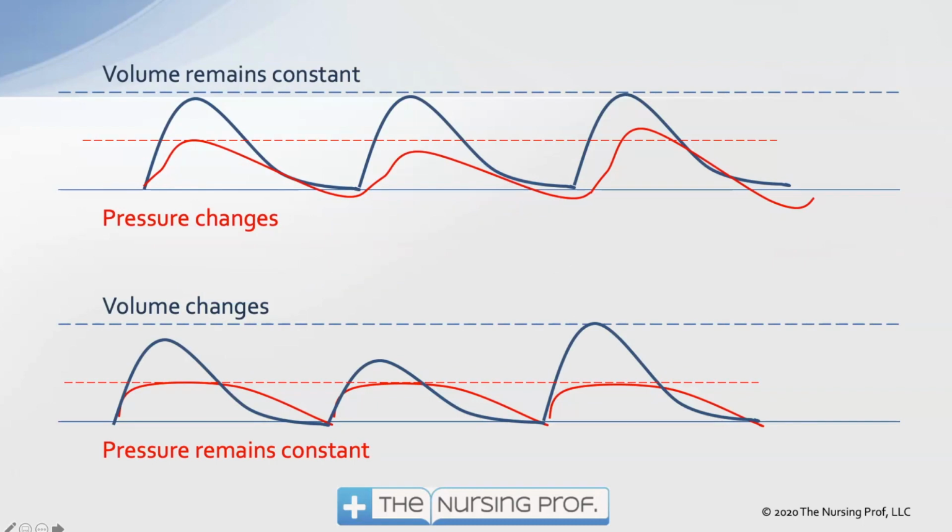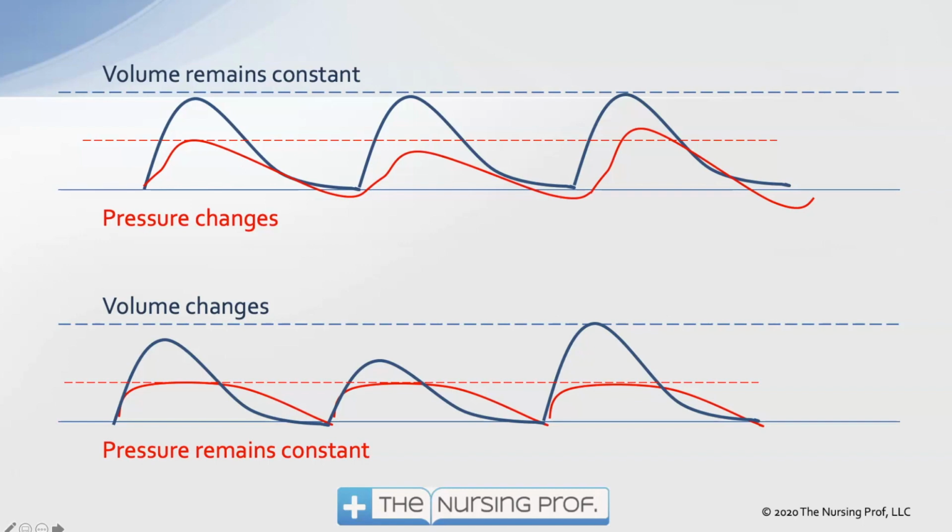The top line here is showing what happens with volume control ventilation. So you see that the volume is remaining constant. So this is a volume curve here. The volume is remaining constant from one breath to the next. However, look at the red line underneath. The pressure is changing from one breath to another. The first one is kind of in the middle. The second one is below the midline. The third one, it's above the midline. Okay, so the pressure is changing.